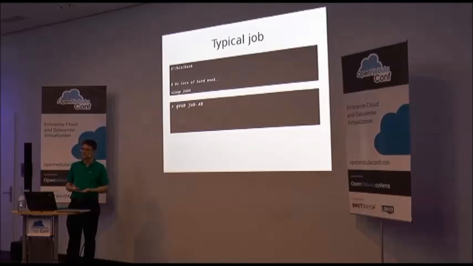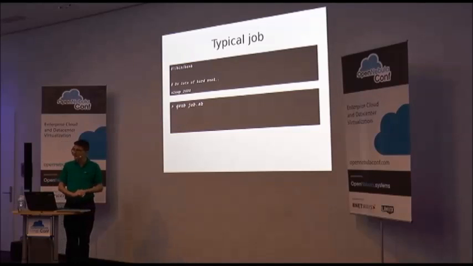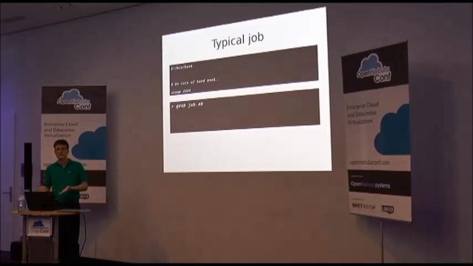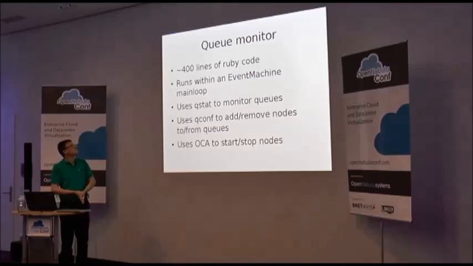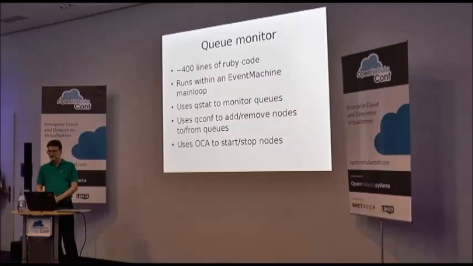And if you have a lot of jobs, they fill up a queue. If you have more jobs than the system can handle, then the queue becomes bigger, and you have jobs in the queue that are waiting. So that's what I do if I want to scale. If I want to determine if I need more nodes, then I just look at the queue. I wrote this queue monitor. It's about 400 lines of Ruby code, and it runs within an EventMachine main loop.